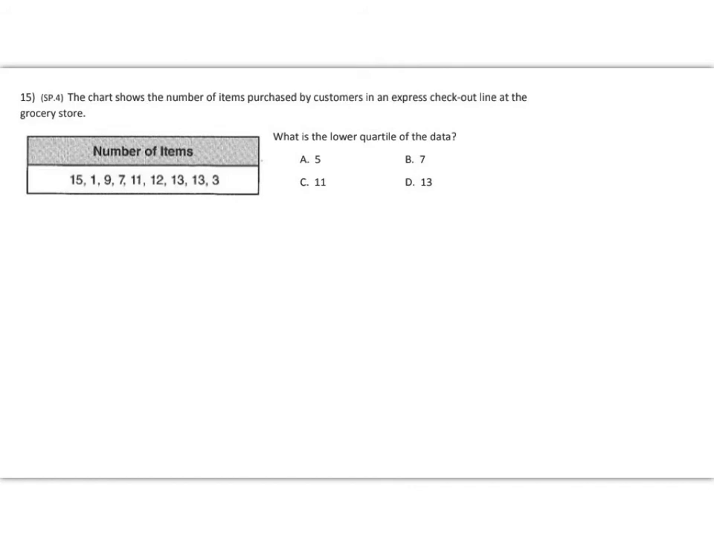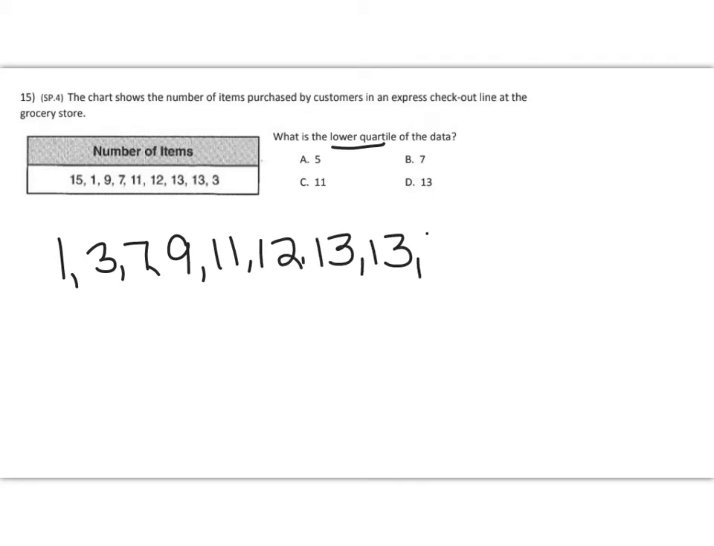Number 15, the chart shows the number of items purchased by customers in an express checkout line in the grocery store. And it wants us to find the lower quartile. So the first thing I want to do is put my data in order from least to greatest. So my data in order from least to greatest is 1, 3, 7, 9, 11, 12, 13, 13, 15.